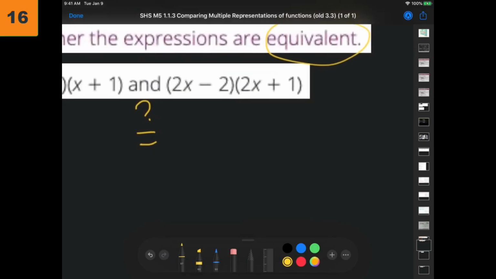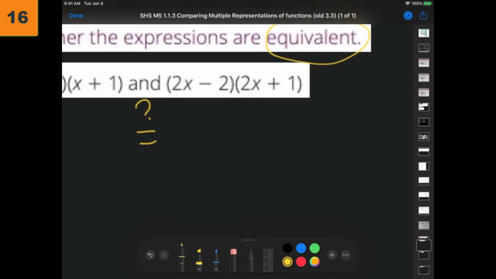You can choose either side. And I want you to notice that there is no plus or minus, okay? So you are not distributing in this problem, okay?